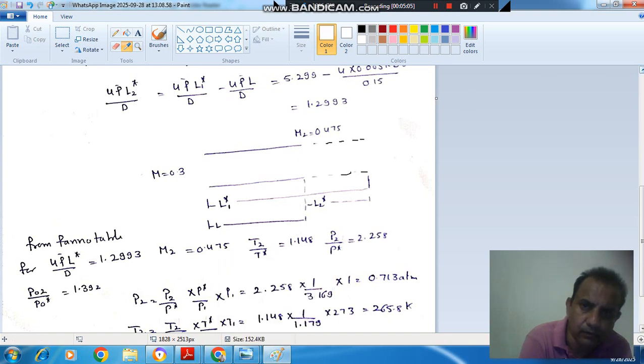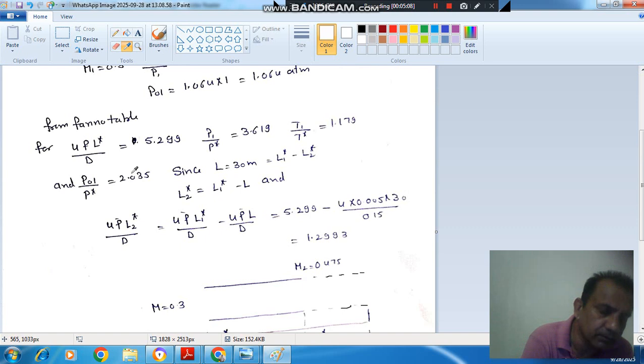You can do one thing: calculate L star from this, that is L1 star. L is 30, then calculate L2 star, and then calculate this factor. In both cases we have to calculate this value to get the Mach number from the table.